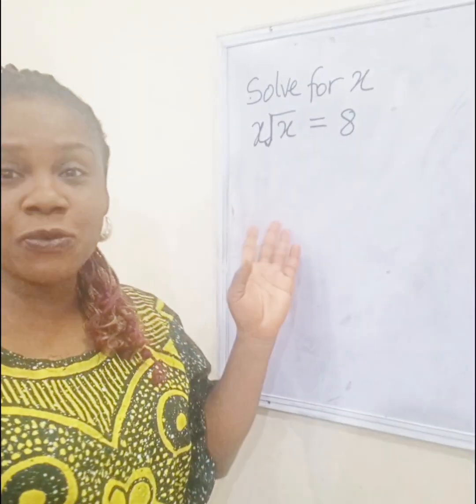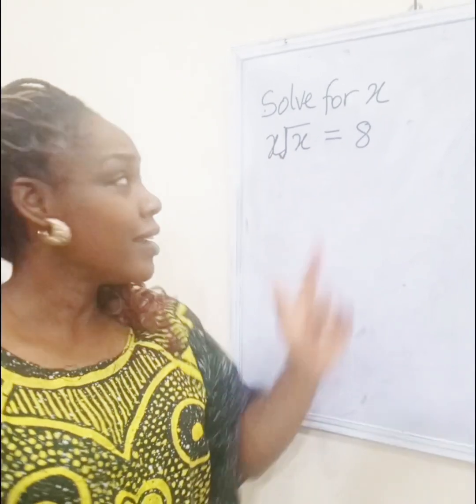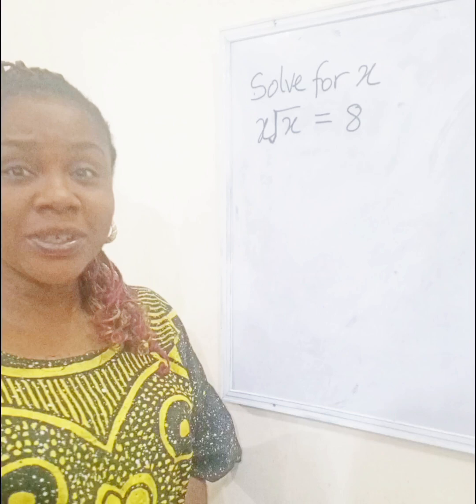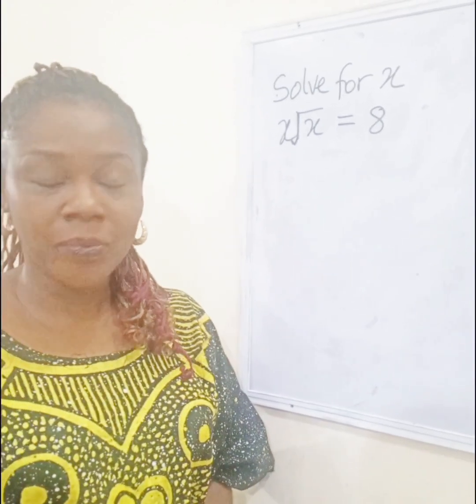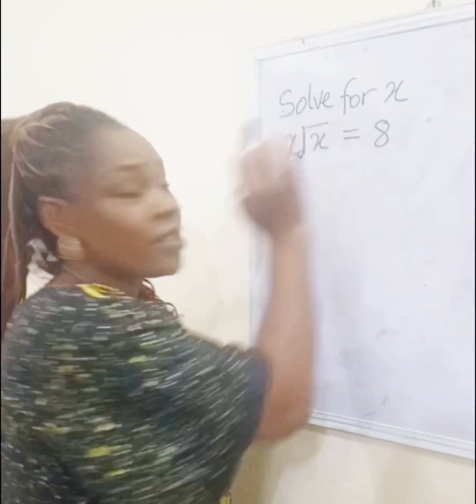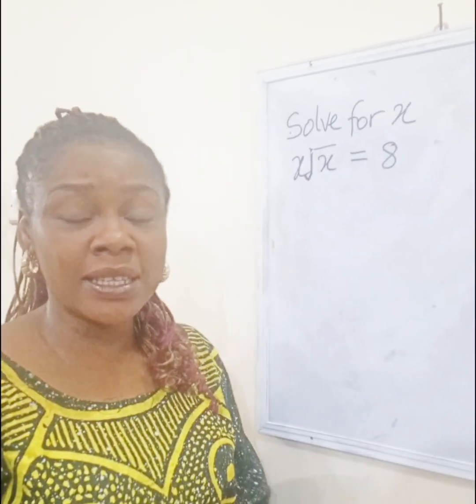We've been told to solve for x. x root x is equal to 8. Okay? Now, it's just so easy. The first thing we have to do is to remove this root sign. That means we are going to be converting it to what?